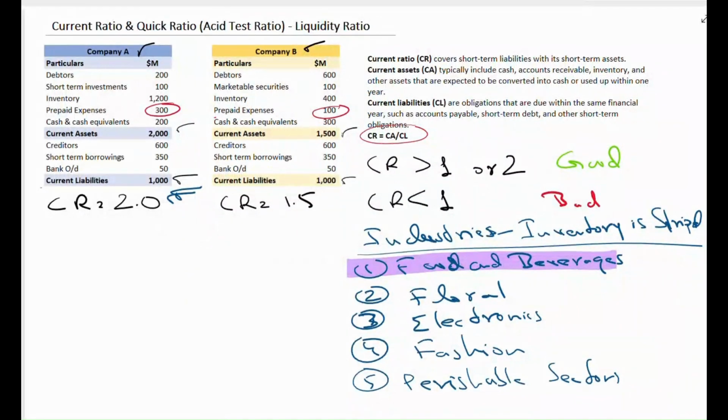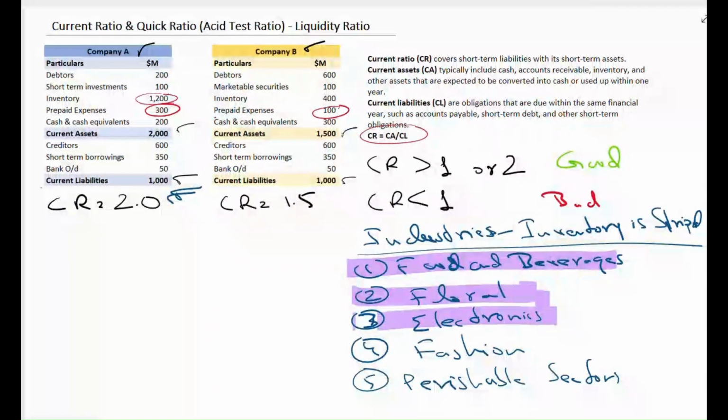So maybe currently the inventory is showing 1200 for company A. Maybe in 2 days' time, if they're operating in the food and beverages industry, it needs to be written off, because the items which were lying in your inventory for the last 3 or 4 days are not fit to be sold right now. So you need to write it off, and those will be straight away losses. Now coming to the floral industry, the same thing. If the flower is not sold in 2 or 3 days, then it will dry up, it will lose its scent.